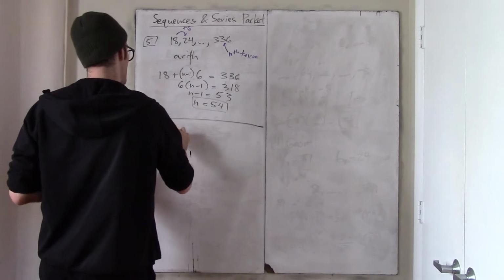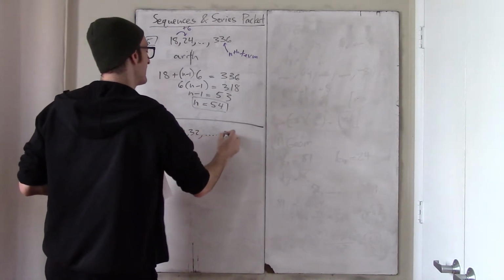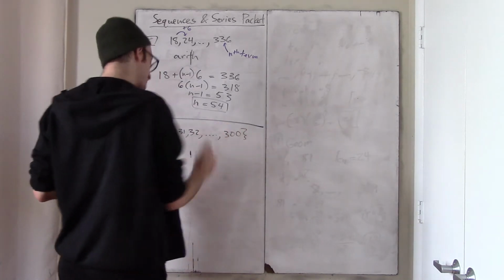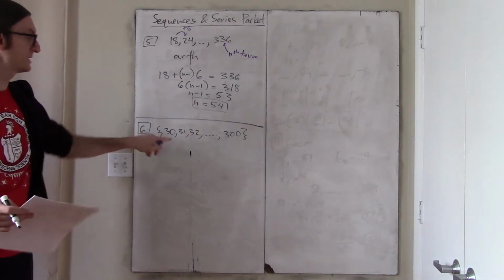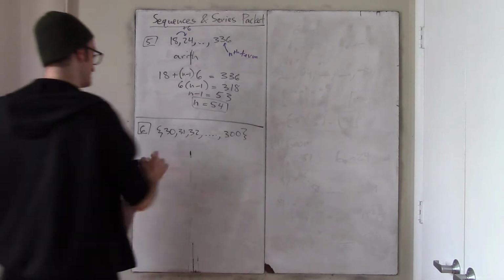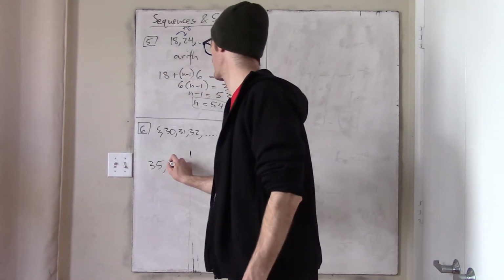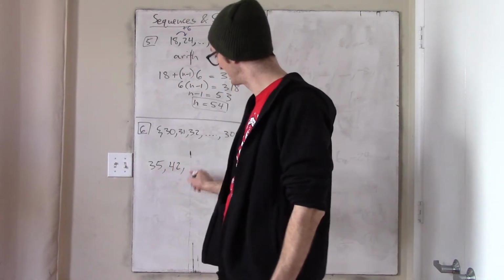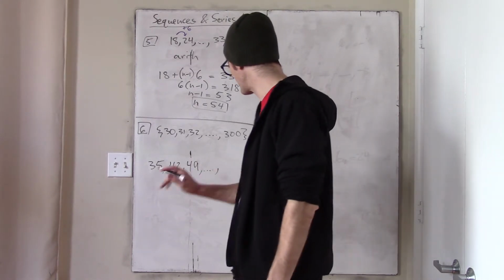Take the set of numbers 30, 31, 32, all the way to 300, and the question is, how many multiples of 7 are there in this set? Well, just using basic number facts, what's the first multiple of 7 in this set? Answer: 35. What's the next multiple of 7? Well, 42. What's the next? 49, etc. And we keep on going until the last multiple of 7.